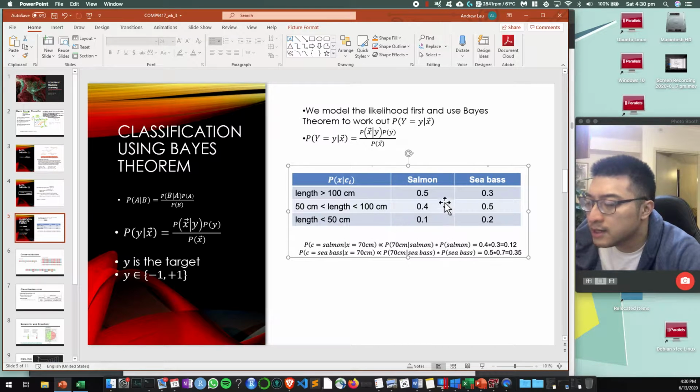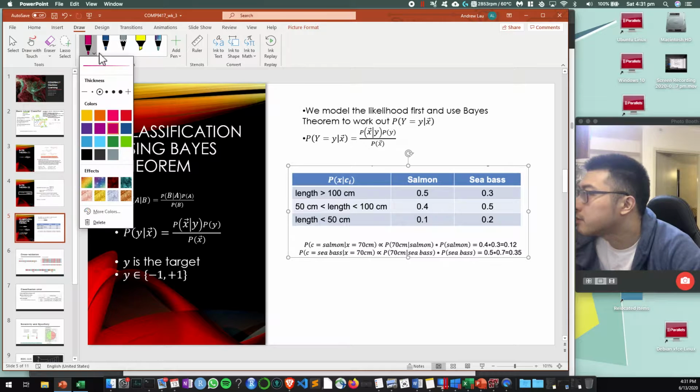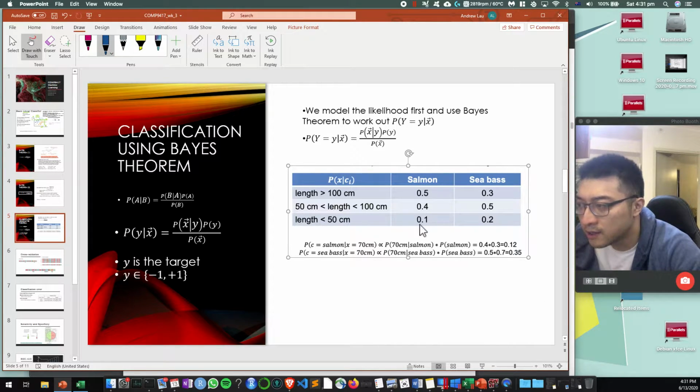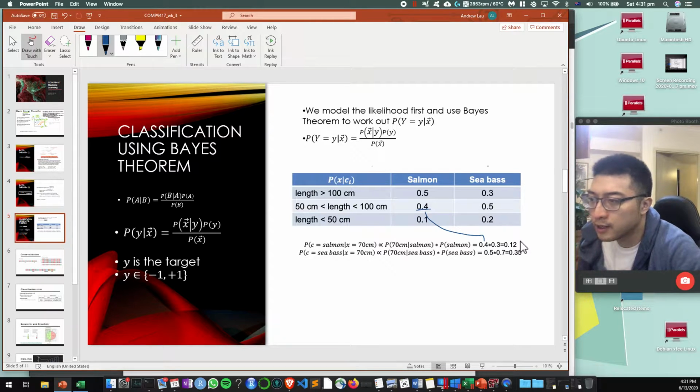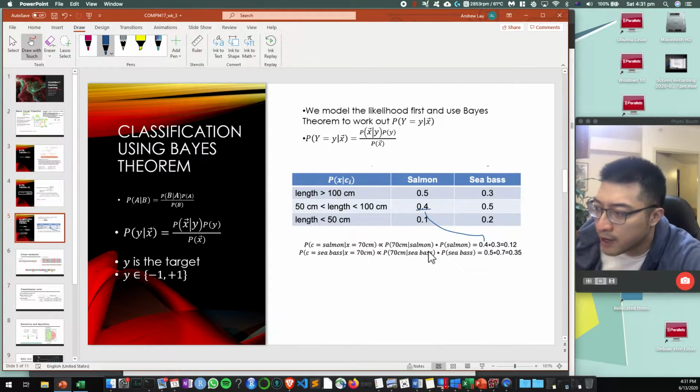So what is the probability of 70 centimeters given it's salmon? Here is salmon, and this adds up to 1. The probability of 70 centimeters is 0.4. So we put the 0.4 into there. Maybe I'll doodle a bit more to make things easier. Then we have the probability of salmon. Now, this is actually given. It's not in this table, but this is something you were told earlier. So the probability of salmon and sea bass.